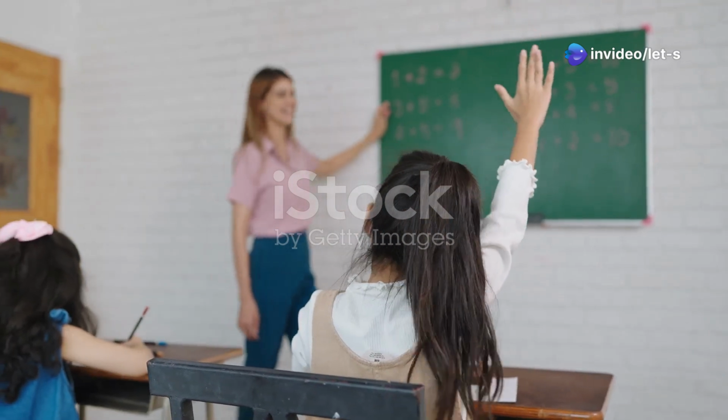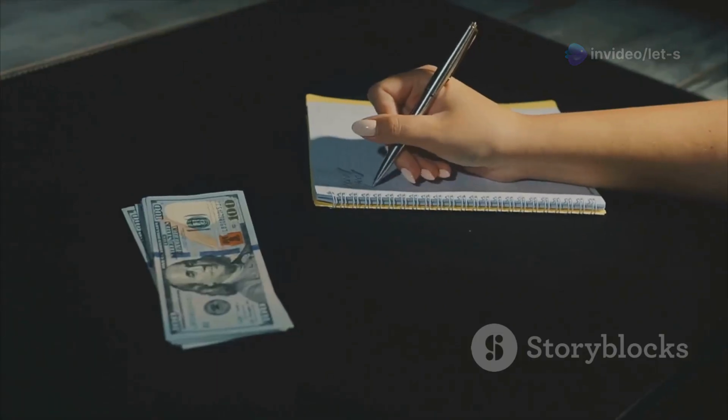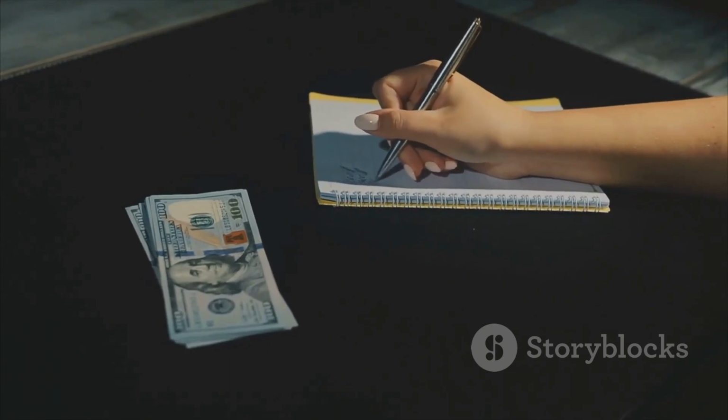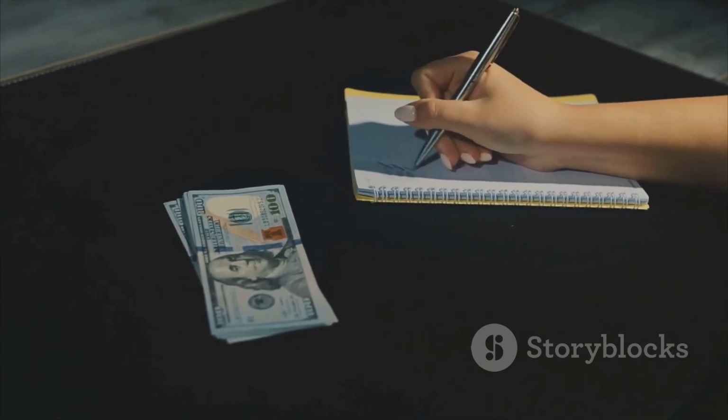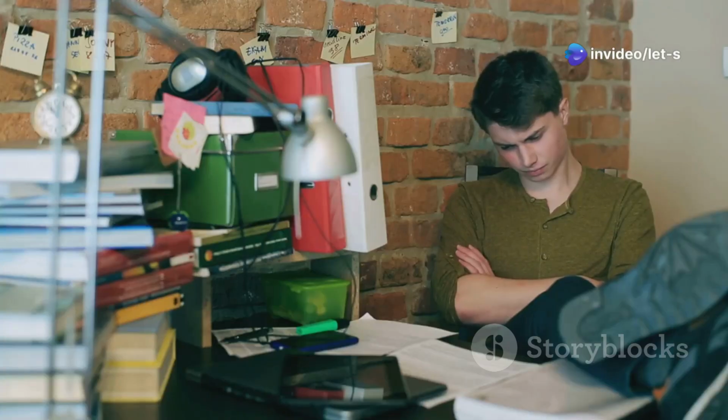Section 8, practice exercises test your knowledge. Now it's your turn to practice. 1. Complete the sentences using the correct conditional structure. If I had $1 million, blank. If you heat water to 100 degrees Celsius, blank. If she had studied harder, blank.